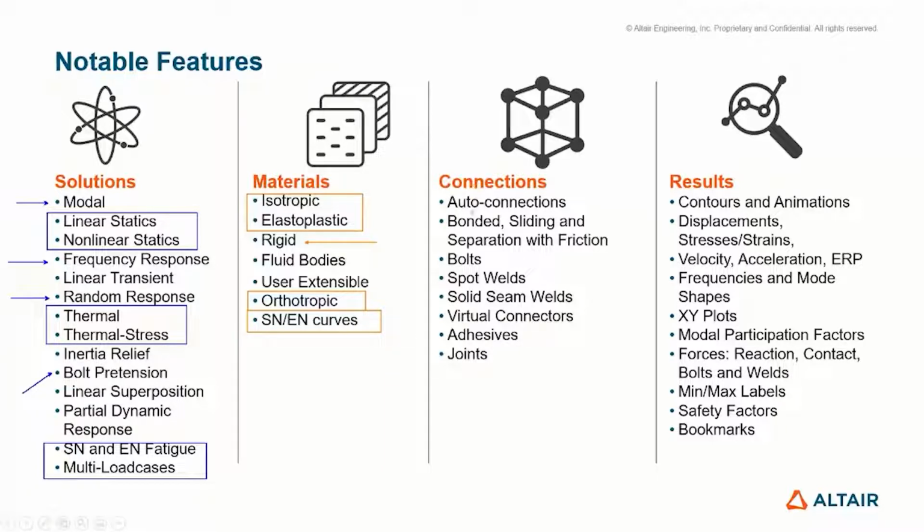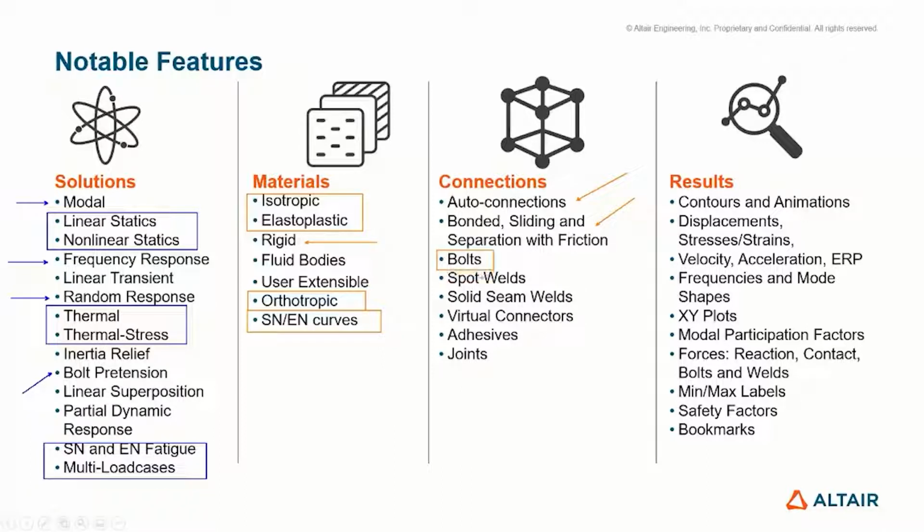In the connections that you want, obviously in my tutorial later on, I'll be showing you how you can weld a frame together very quickly with the connections tool in SimSolid. But just know that you do always have the option to do auto connections. And from that auto connections, it will give you bonded, sliding or separating with friction.